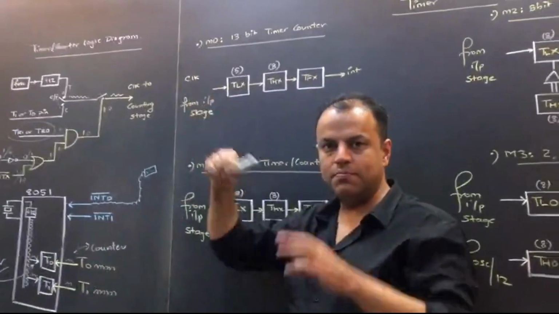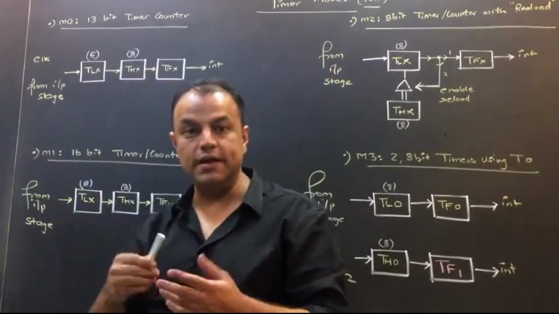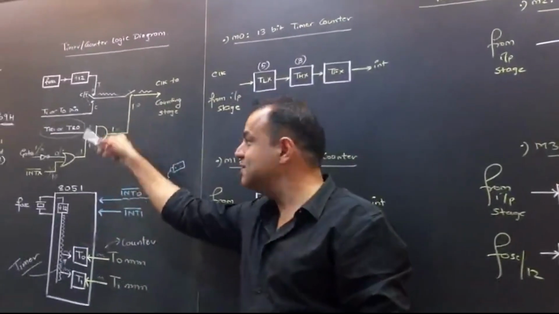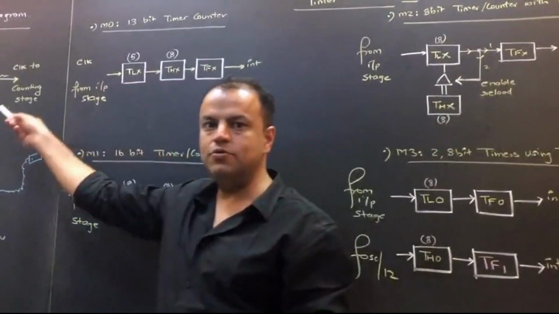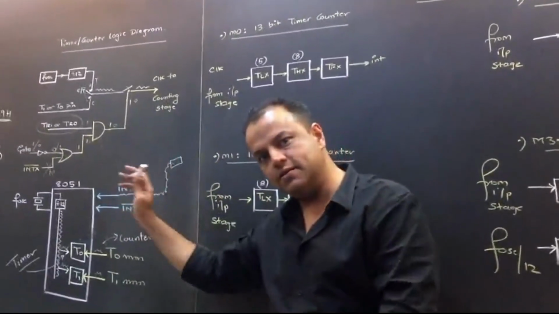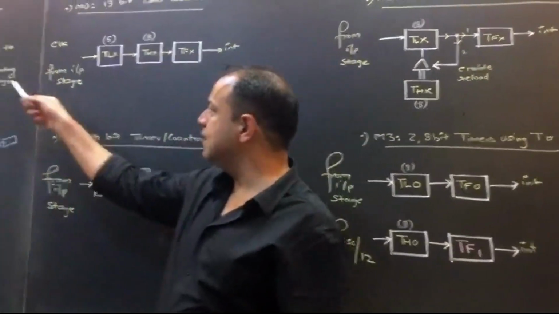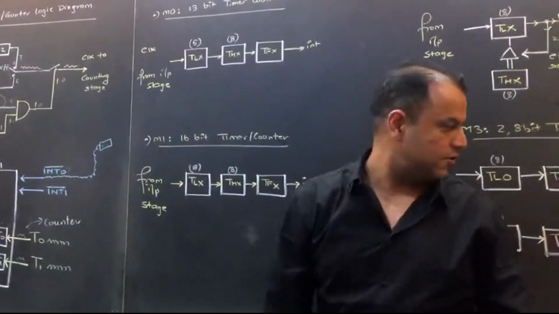Now what have I told you? On every clock pulse, the count will increment. That means for it to count, it needs a clock. That clock comes from this diagram. This diagram gives the clock to the counting stage. Now you're not going to draw that diagram 4 times. That diagram is constant. Now you're seeing how the counting takes place. So instead of drawing the whole diagram, we just write clock from input stage, the clock from input stage in every case.